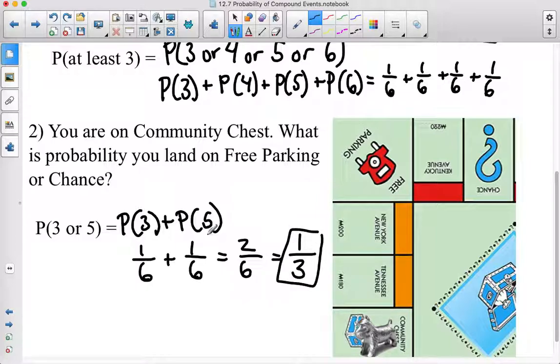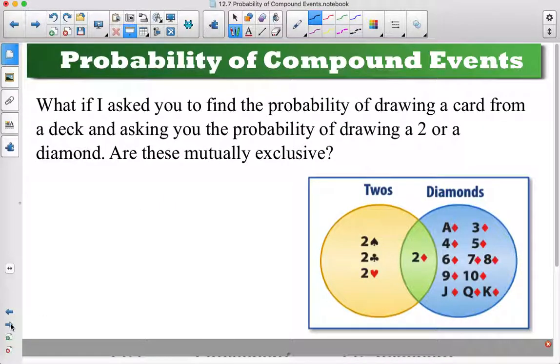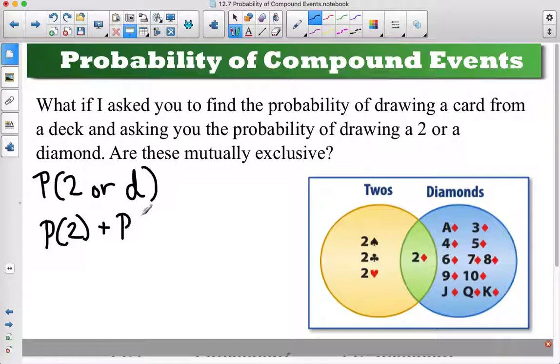Okay? The opposite of mutually exclusive is going to be the following situation. So what if I asked you to find the probability of drawing a card from a deck, and asking you the probability of drawing a 2 or a diamond? Are these mutually exclusive? Well, let's just try it. Let's say I do it like we were doing before. I want the probability of getting a 2 or getting a diamond. I'll just use D to represent diamond.